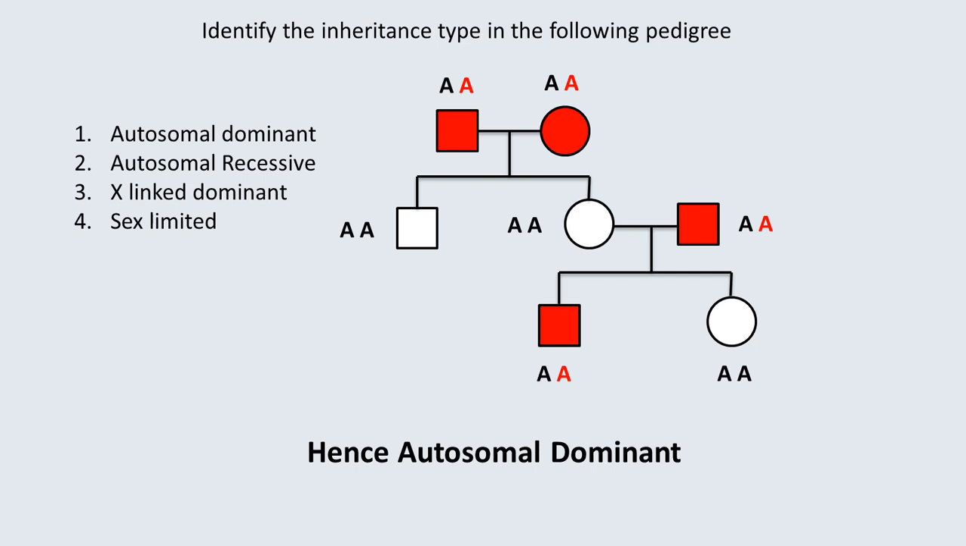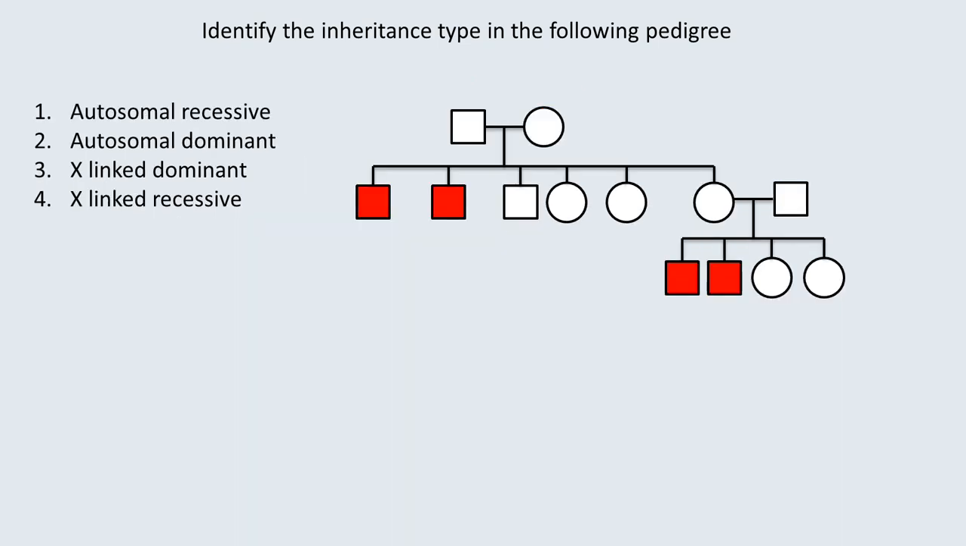So let's look into another example. Identify the inheritance type in the following pedigree. Autosomal recessive, autosomal dominant, X-linked dominant, and X-linked recessive.